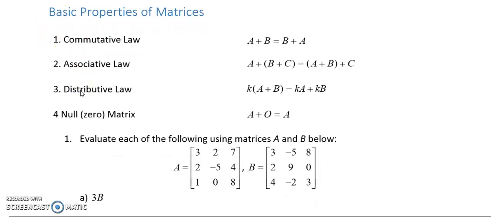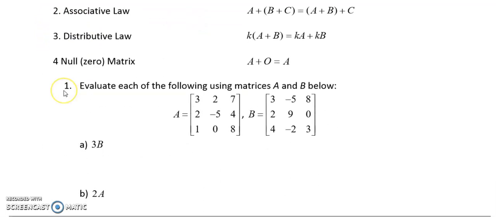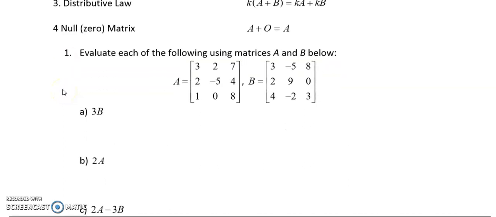And for question number 1 right here, evaluate each of the following using matrices A and B below. Now, you will notice that example A is just another example of scalar multiplication. So you can take matrix B and multiply that by 3. No problem. You just multiply all of the elements by 3. And also for part B, it says take matrix A and multiply it by 2.